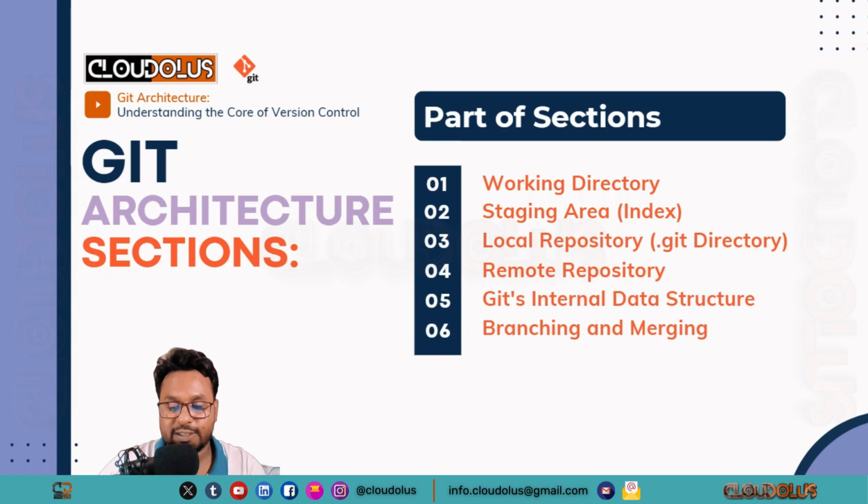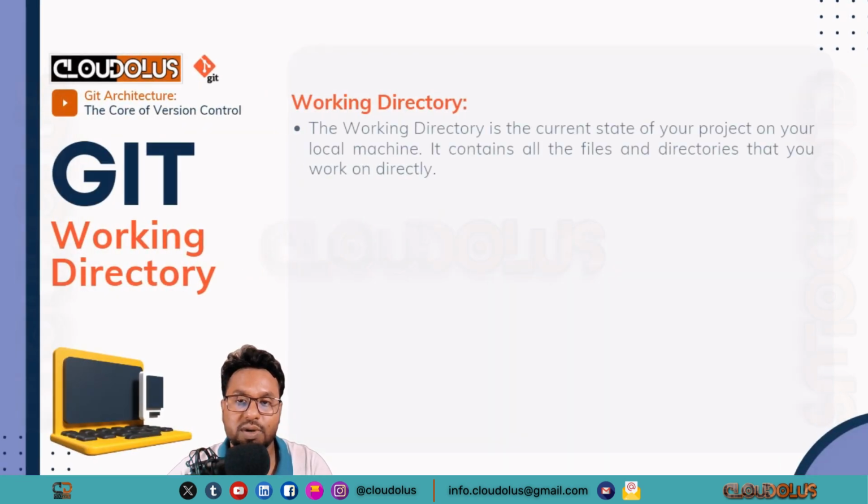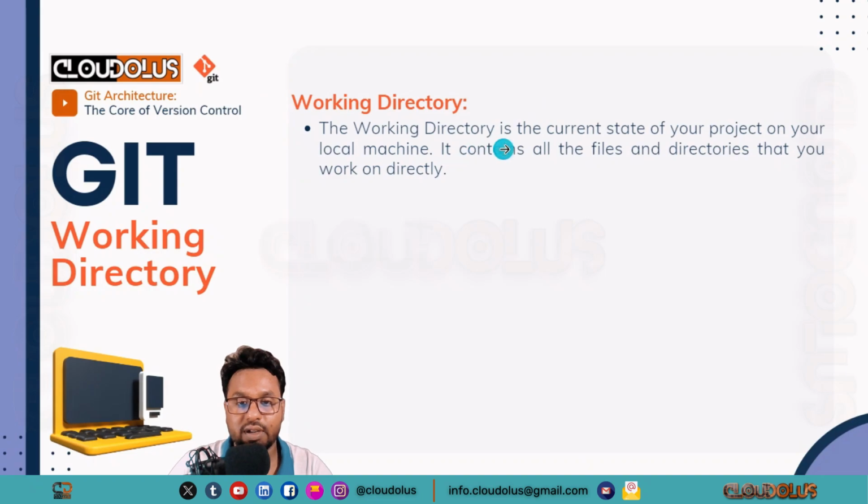So let's start. First of all, we are going to discuss the working directory. So what is the working directory? The working directory is the current state of your project on your local machine. It contains all of the files and directories that you work on directly. So definitely in your PC, laptop, or virtual machine, where you work directly on your local machine, this area is called the working directory.